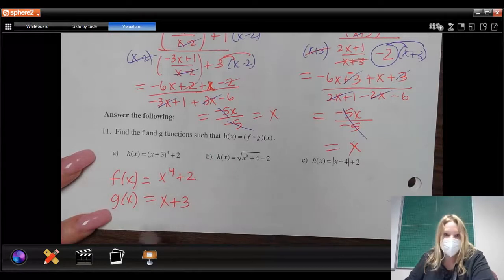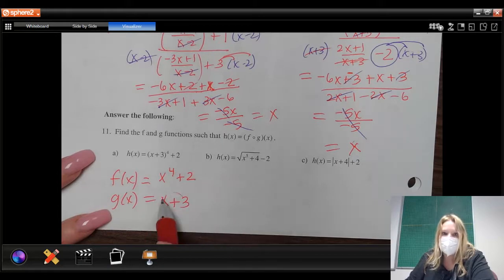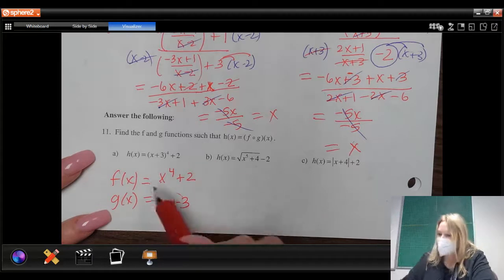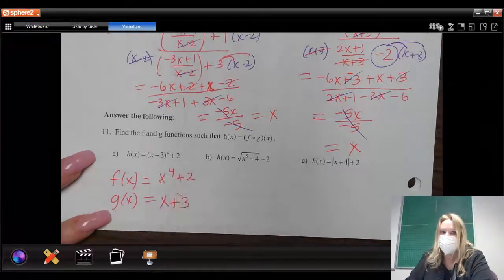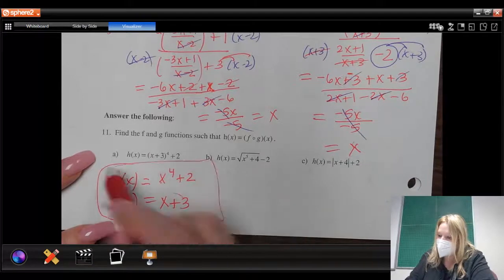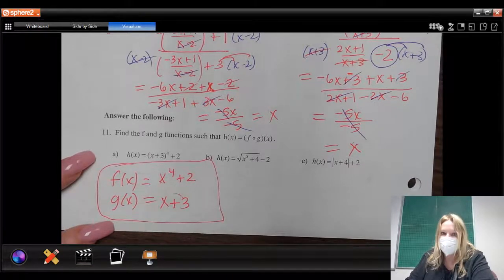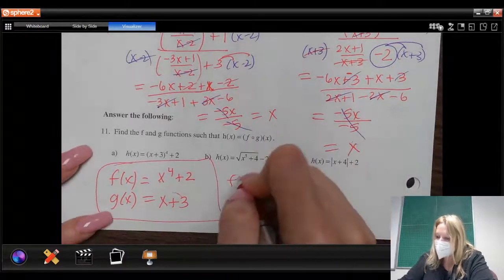And then the f of x, you could just replace this with x. Why would you do that? Well, because then doing f of g of x means to take this g of x and put it in for x in the f of x function. So you're going to put this in here, and you're going to get the h of x function that you started with. So as long as it works, that lets you know that you did it right. So answers can vary here.